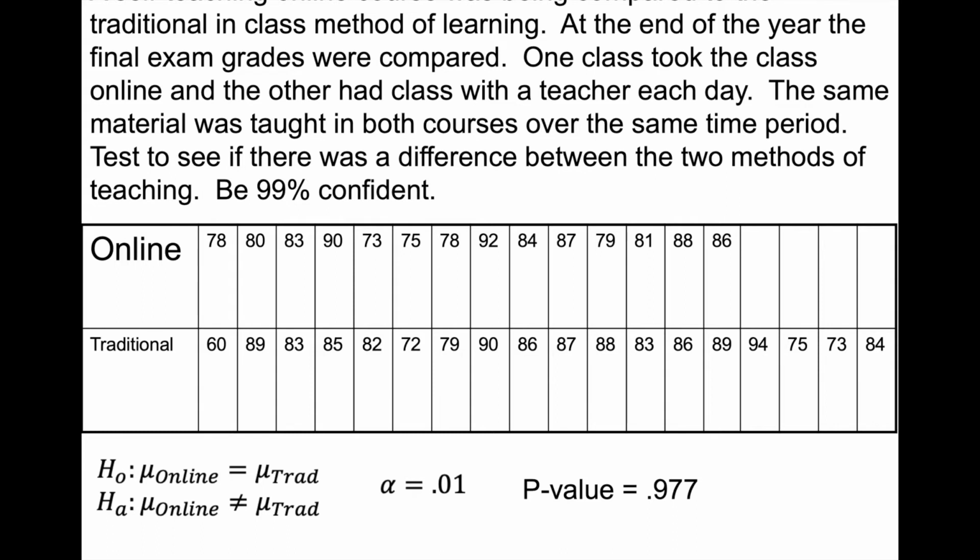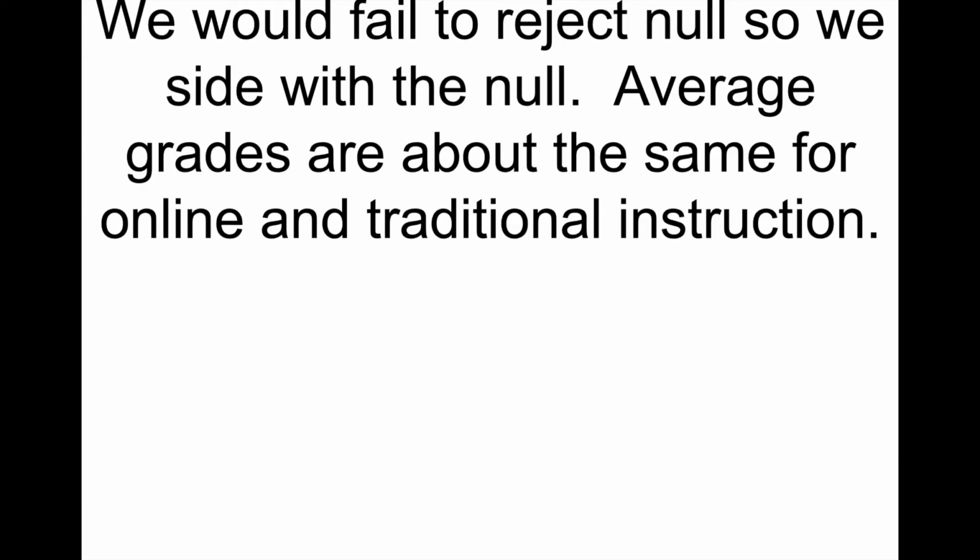So we are going to fail to reject the null. If I had to write out a conclusion, we would fail to reject the null, so we side with the null. Average grades are about the same for online and traditional instruction. There really is no evidence to say that one is higher or lower than the other. There's no evidence to say that they are different. That method was looking at two lists of data that were given to you, and the two-sample t-test makes it very easy to find the p-value.